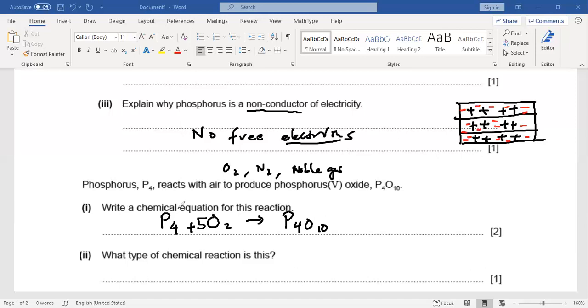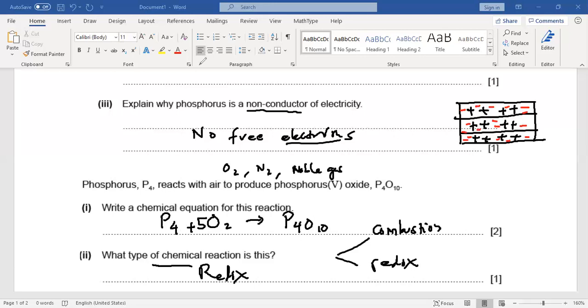And then, what type of chemical reaction? The type of chemical reaction can be combustion, and it can also be a redox reaction. Why redox? Because the oxidation state of phosphorus increases. On the left hand side you don't have oxygen, but on the right hand side you can see phosphorus gains 10 oxygens to give P4O10. So you may say that this is redox, or you can also say that this is the combustion of phosphorus to give phosphorus 5 oxide.